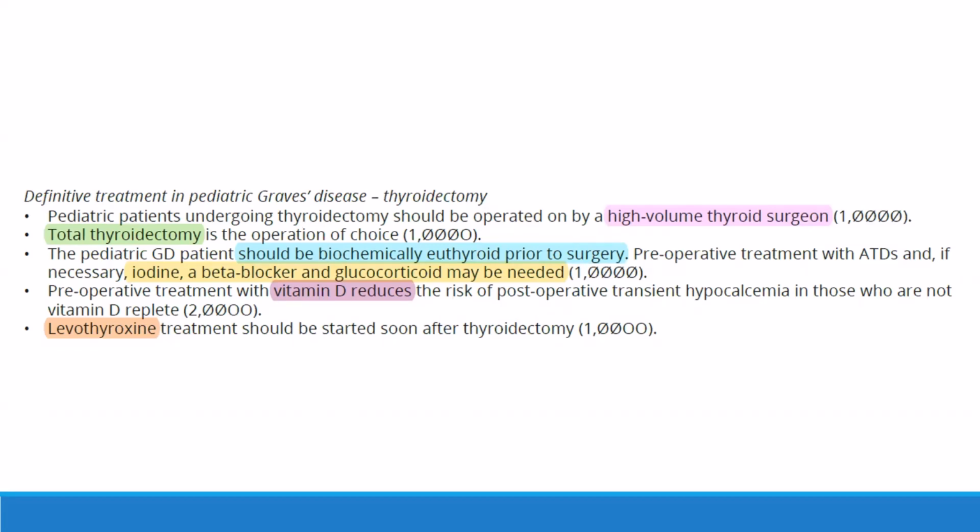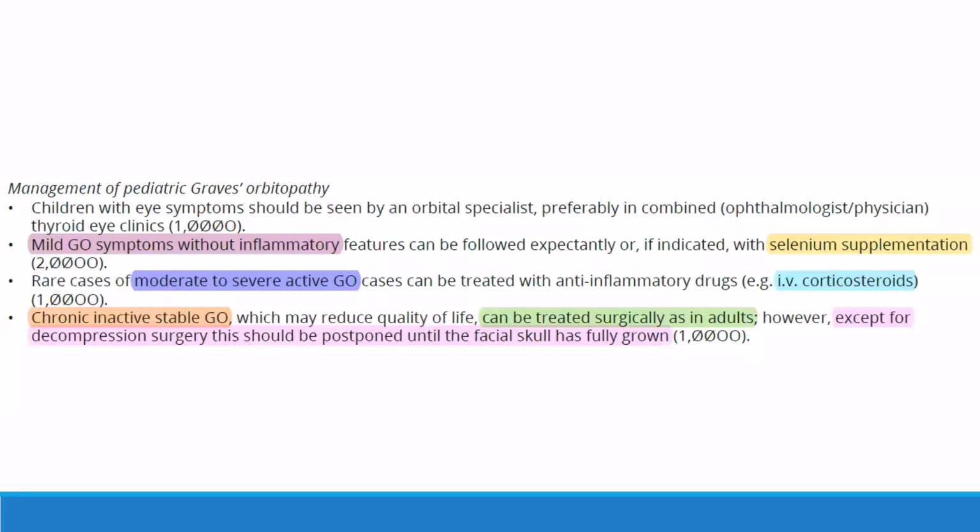A preoperative treatment like in adults, by iodine, beta blocker, and glucocorticoid may be needed. Also, as in adults, vitamin D deficiency must be corrected before the surgery. And as in adults, levothyroxine treatment should be started soon after the thyroidectomy, the next day after the surgery. This is very important clinically, because we see a lot of cases after total thyroidectomy where the patient presented after a few months without replacement therapy, with the typical phase of hypothyroidism.